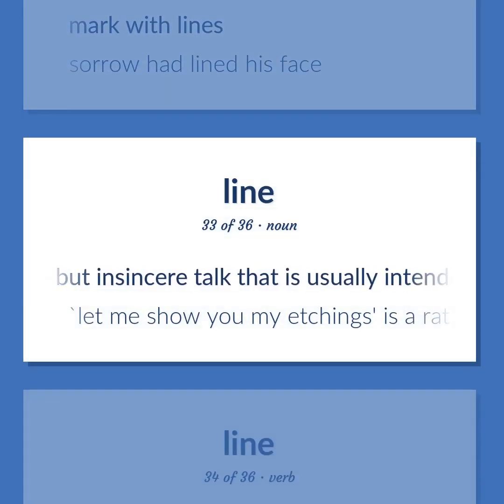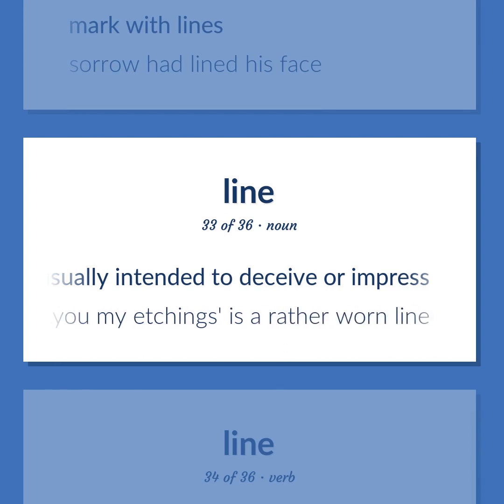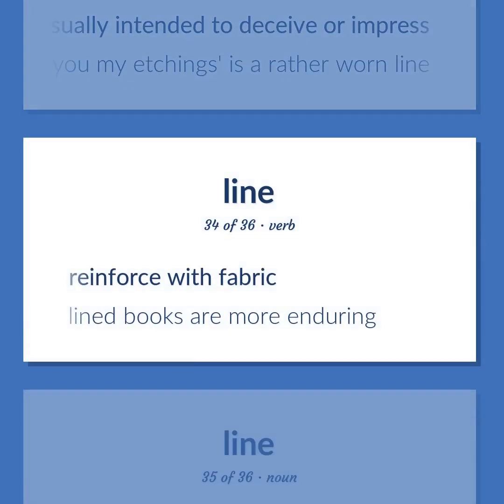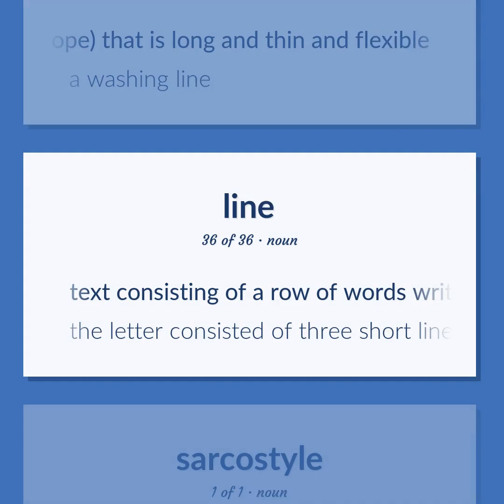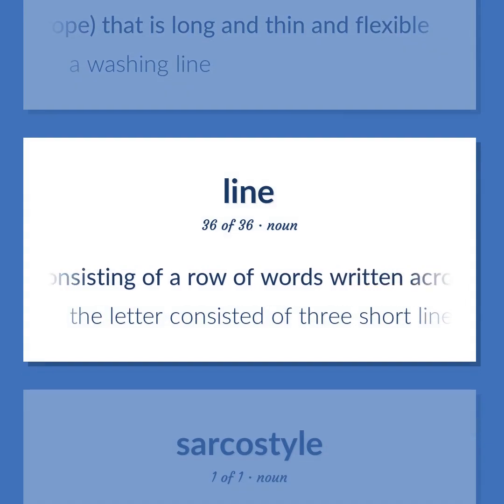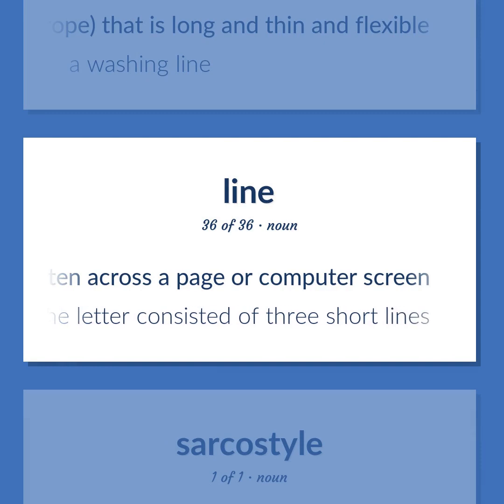Persuasive but insincere talk that is usually intended to deceive or impress. Let me show you my etchings, as a rather worn line. Reinforce with fabric. Lined books are more enduring. Something, as a cord or rope, that is long and thin and flexible. A washing line. Text consisting of a row of words written across a page or computer screen. The letter consisted of 3 short lines.